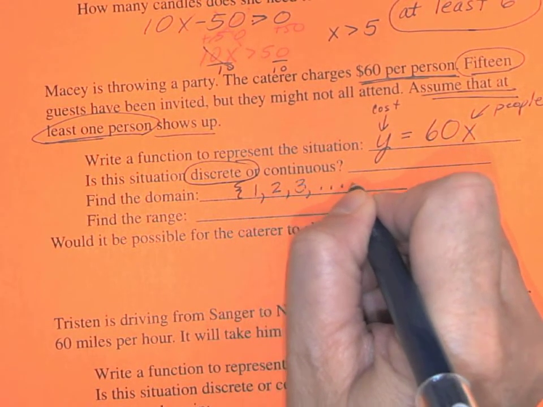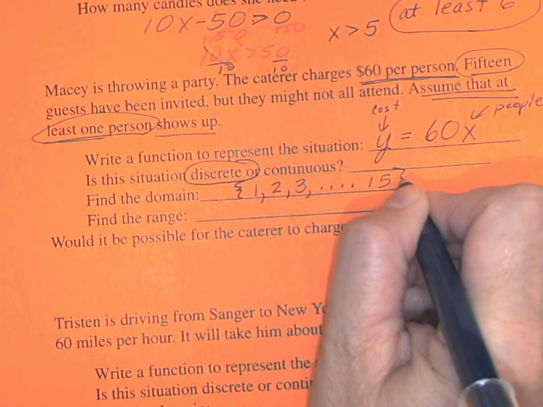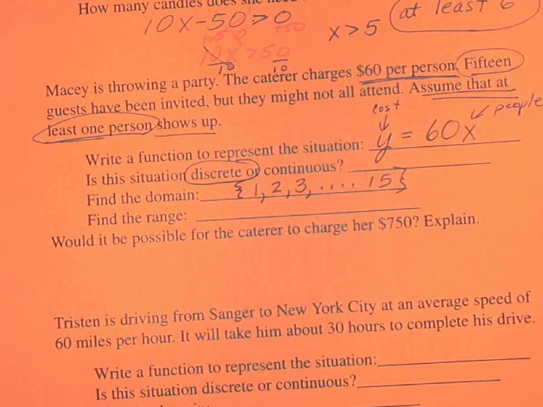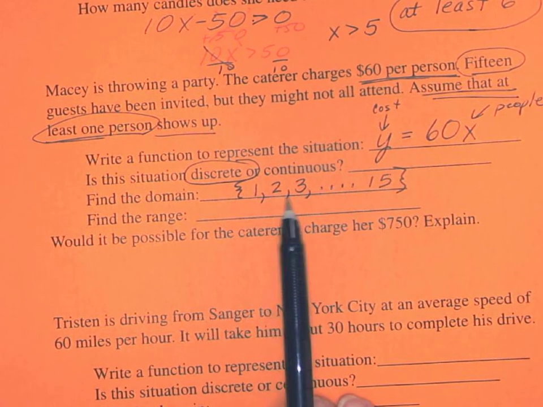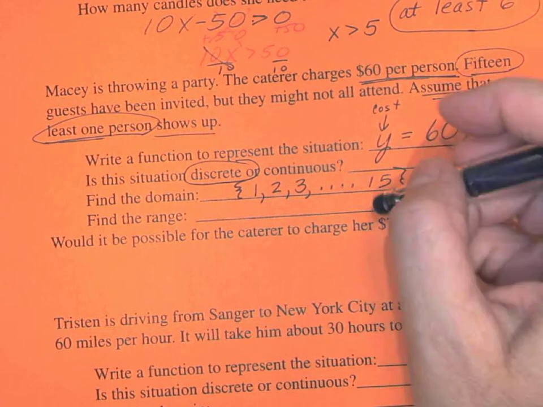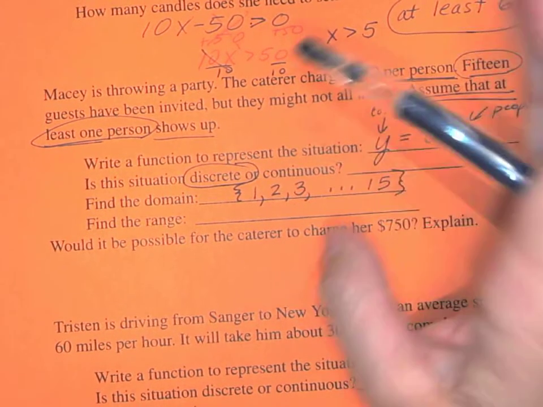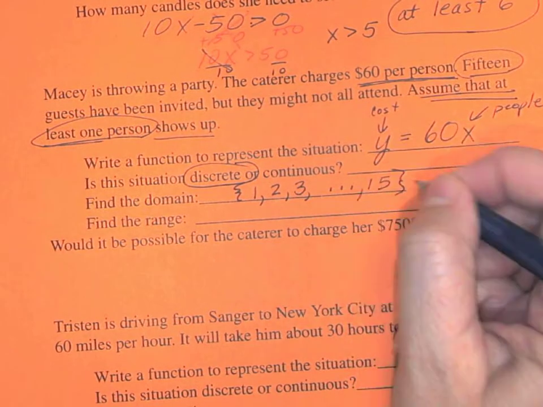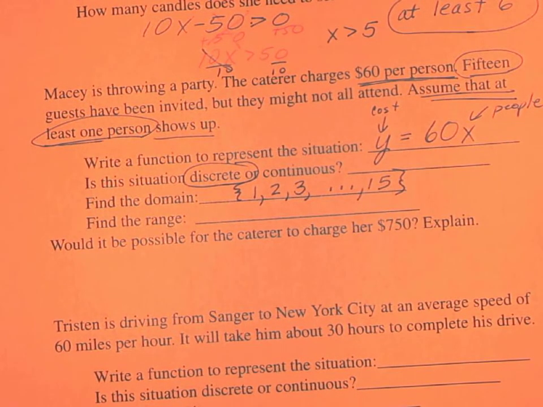But how many have been invited? 15. So the most that can possibly come is 15. Since you've established the pattern, you don't have to list them all. You can put the ellipsis there. Whoops, an ellipsis really is just 3 dots. And show that the most is 15.